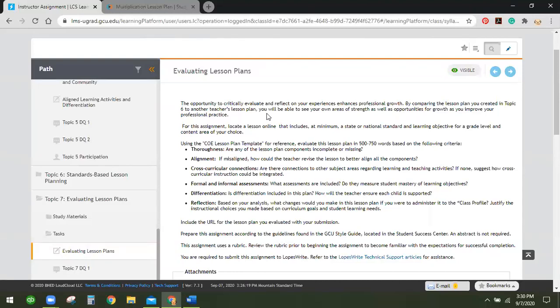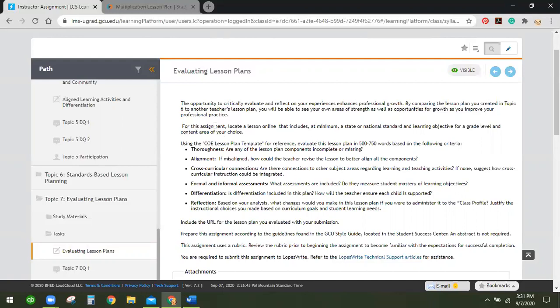So you're going to want to locate a lesson plan online that includes at least a state standard, a learning objective, for a content area of your choice. I recommend that you find something more robust than just a standard and objective. It'll be harder to analyze if you don't have more to your lesson plan than that.